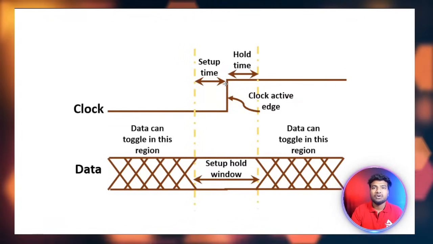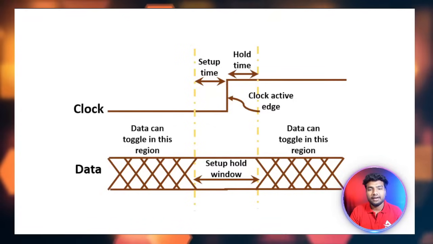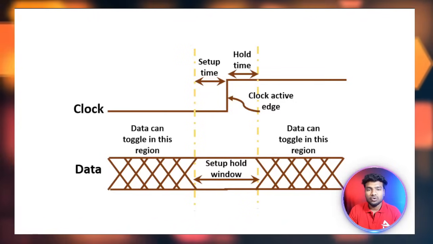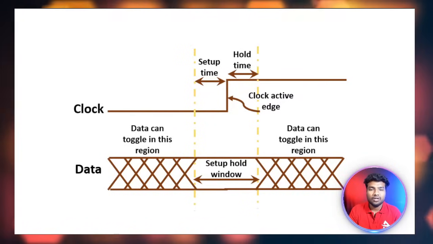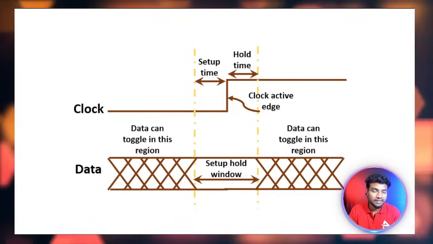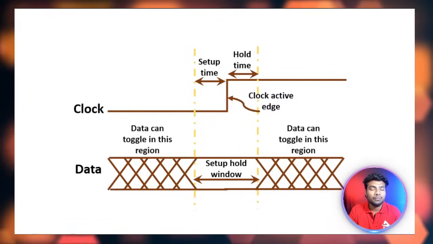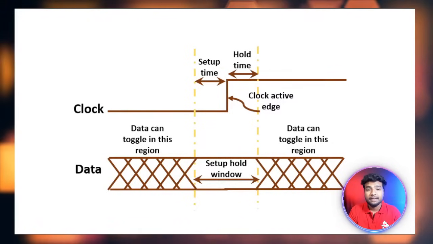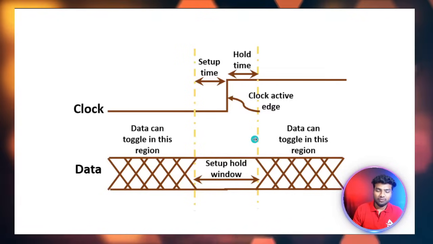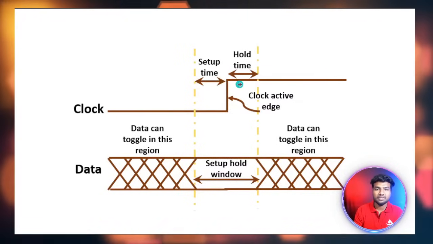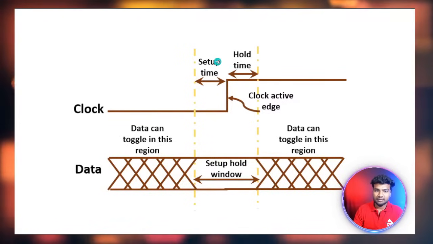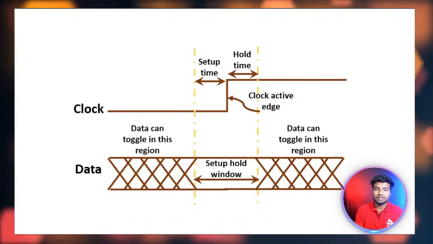For example, if you take a D flip-flop, the clock will be continuously toggling. At the particular clock edge, the input signal of the D flip-flop must be stable before the edge, and also after the edge the input of the D flip-flop must be stable. Then only will you get the correct output. Before the edge and after the edge, the signal must be stable. That signal may be input or output.